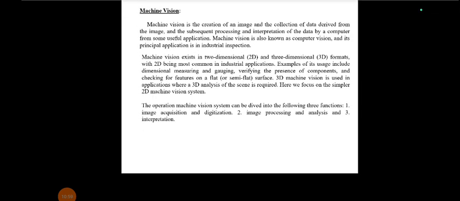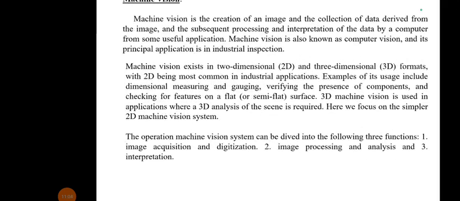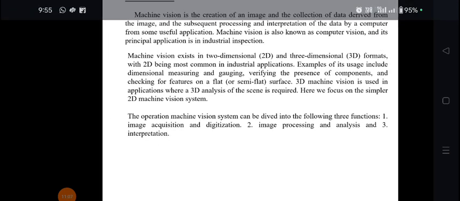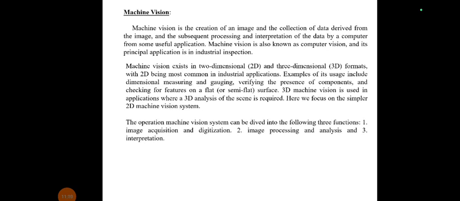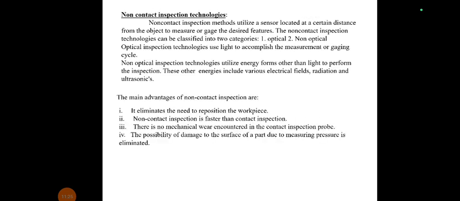Next, non-optical devices again divide into three types: electrical field techniques, radiation techniques, ultrasonic. First I will explain the optical systems. So what is the optical system? The optical system is divided into three types: first one machine vision, second one scanning laser beam device, the next one photogrammetry.